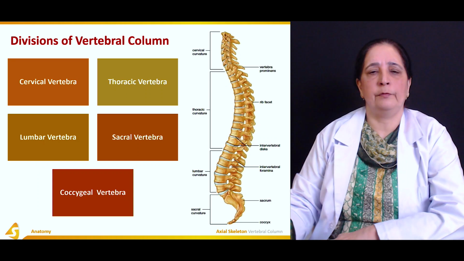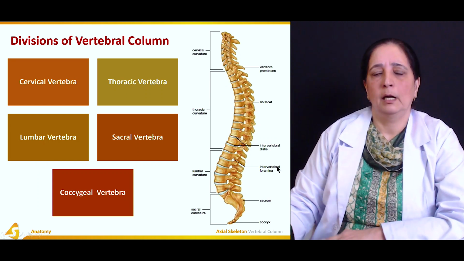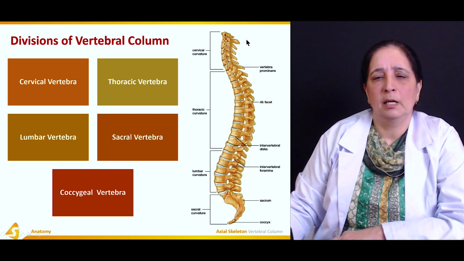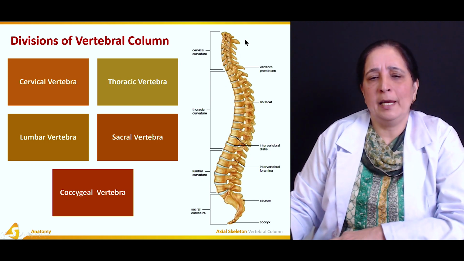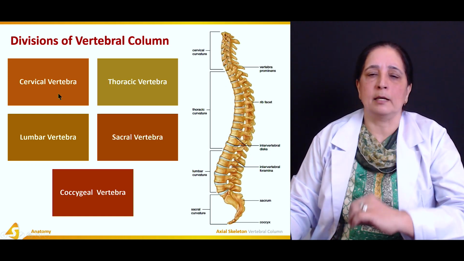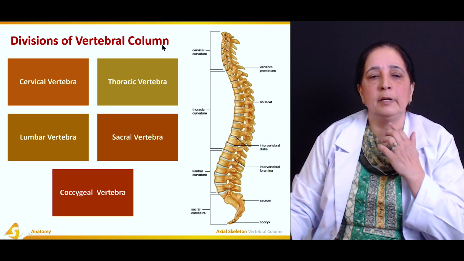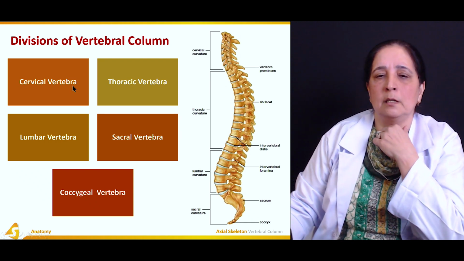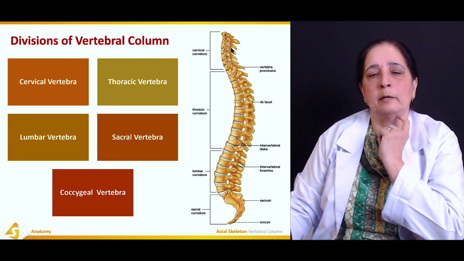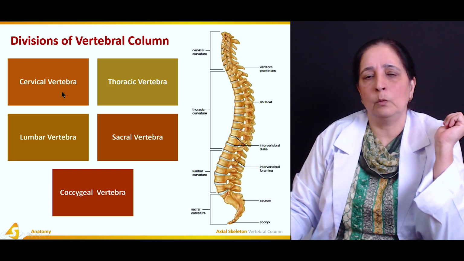Next, division of the vertebral column. Our vertebral column has 5 divisions. Cervical is the portion in the neck. We have 7 cervical vertebrae. So these are the 7 cervical vertebrae in the neck.